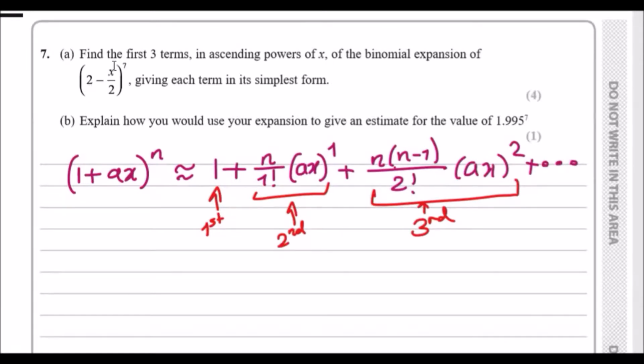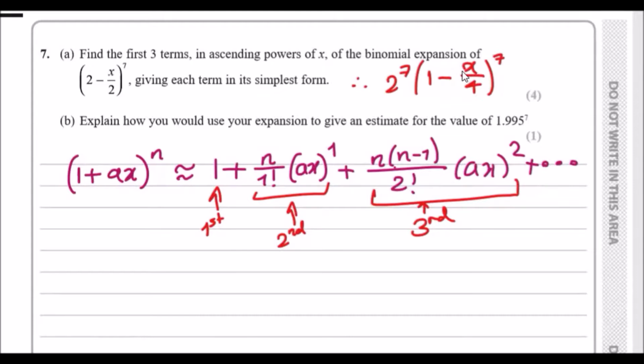So we're given (2 minus x over 2). The key idea firstly is to make it 1 plus, or 1 minus at least. So 1 needs to be important here. To do this, we need to factorize the 2 outside the bracket. Because it's a power 7, we take 2 to the power 7 out, meaning inside we're left with 1 minus x over 4. That makes sense, because 2 times x over 4 gives us x over 2. And all of this to the power of 7.